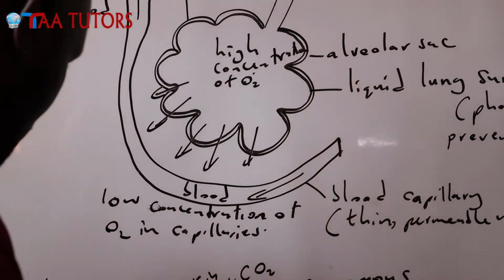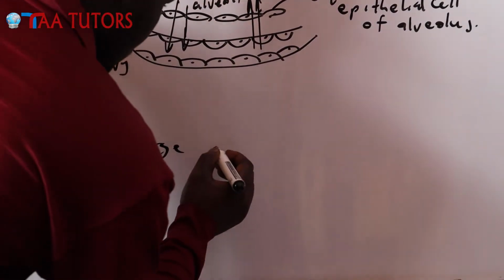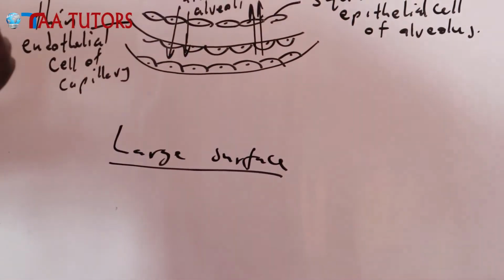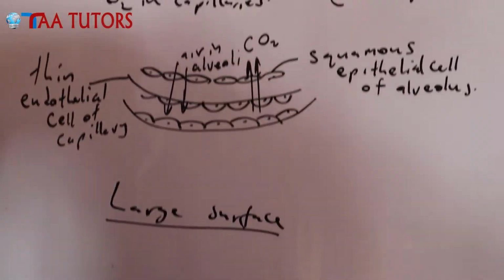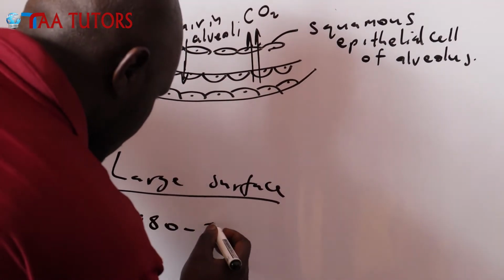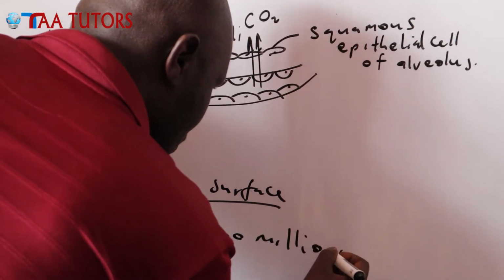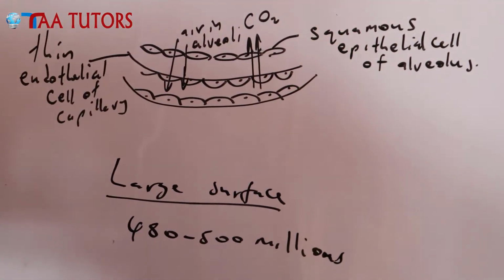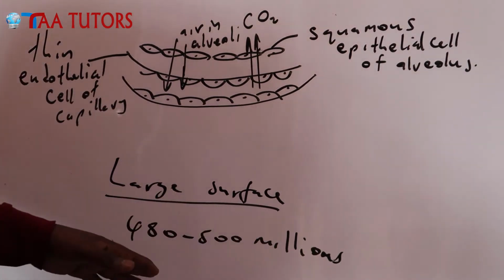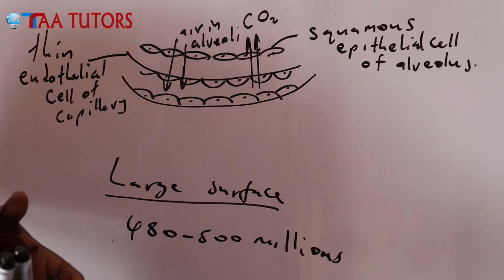So in terms of large surface area as a factor, if we break it down, how do we maintain it? Number one, the alveoli are very many. In fact, I told you prior that there are between 480 to 500 million. These numbers make sure that we have a very large surface area for gaseous exchange, because with these millions in an average adult human being, we can fill the lungs with a lot of gases.